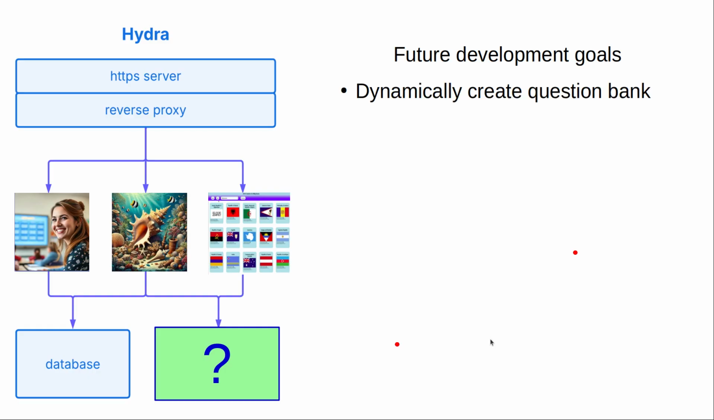Future development goals: to dynamically create the question bank so that a user can generate their own questions or content via an online interface, and the system will assess the integrity of the result, as AI has a tendency to hallucinate and produce some pretty wild stuff.